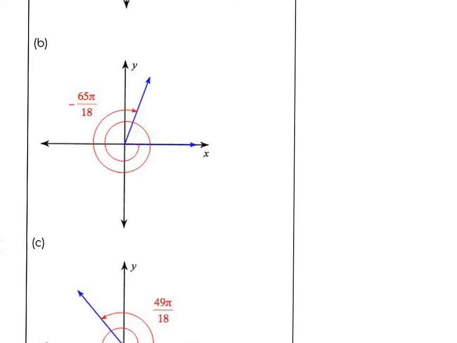For D, we're looking at negative 65 over 18. And we do the same thing that we just did. We're trying to figure out what this angle would be. Going around one whole time would be 2 pi, which is going to be negative 36 pi over 18. Adding in an extra half is going to be an additional pi, so that's going to be another 18 pi over 18, which takes me to negative 54 pi.